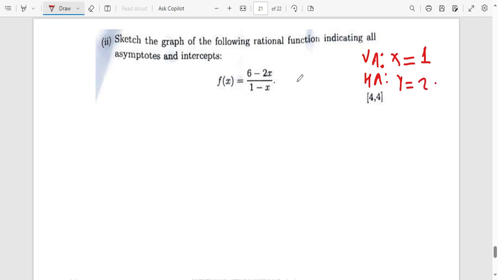At this point now, equate everything to 0. Equate what is on top to 0. 6 minus 2x is equal to 0. X is going to give you 3. Equate what is down to 0. 1 minus x is equal to 0. X will give you 1. And then get these two values. You have found 1 and 3.